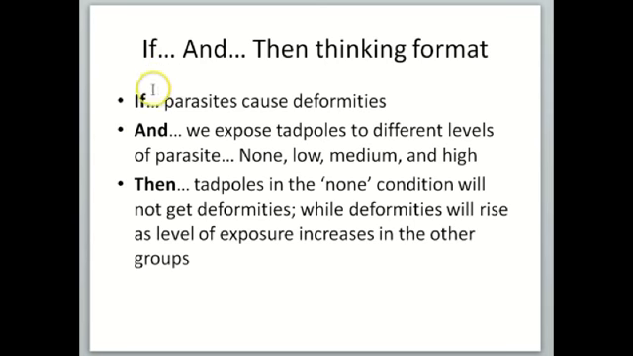So the if is going to be the place where we write our hypothesis. If parasites cause deformities. Now we state the hypothesis as best we can here as a form of A causing B. Okay, so if this is true, and that's where we're going to write the experiment. We expose tadpoles to different levels of parasites. You have maybe a condition for none, no parasites, low, medium, high parasites. So the and is a description of the conditions of the experiment.